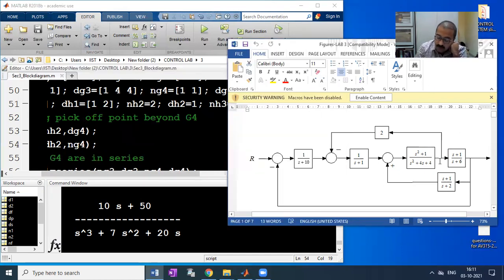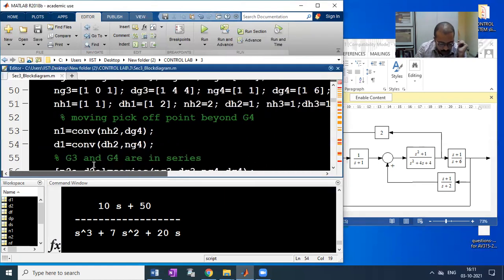Okay. So now what we need to do? We need to shift this pick-off point to the right side of this s plus 1 by s plus 6 block. That is what I am doing here. I am moving the pick-off point beyond G4. Now this is not 2 anymore. What happens? That will get changed. So you are defining a new variable here, a new block, say a1 block, with a numerator n1, denominator d1.